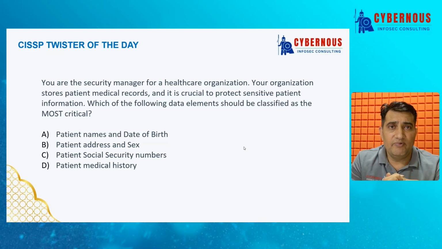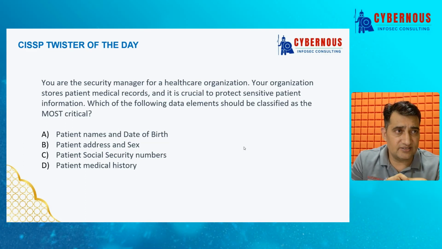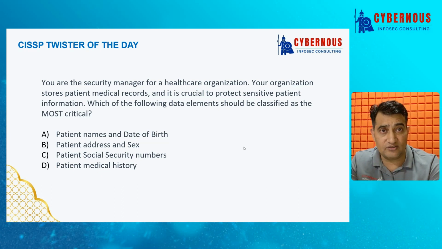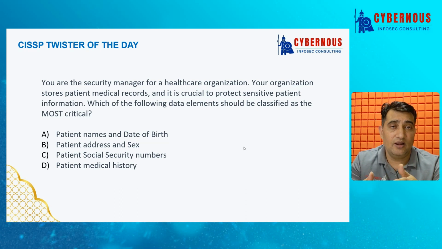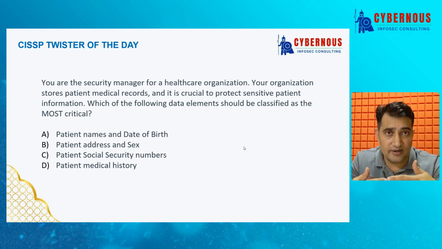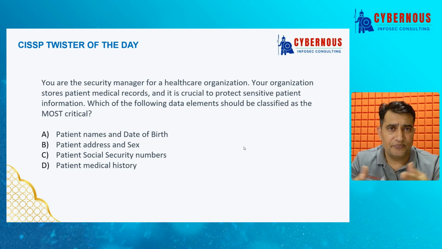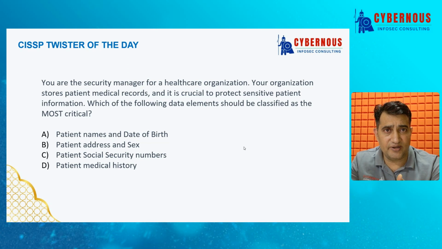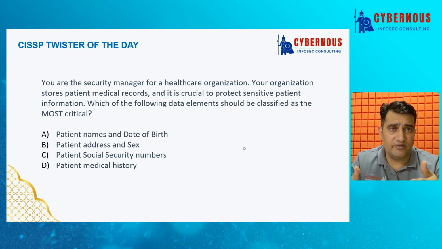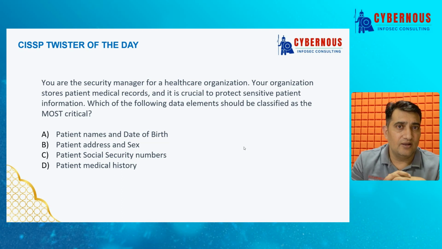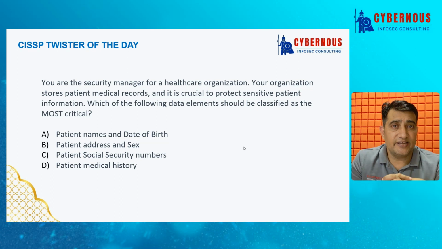We will go to patient address and sex. Again, this is reaching nearby, because you know the address of the person and the sex of the person as well. But let's say if people are there in a particular community, or people are there in an apartment, there may be same address given for the apartment, and maybe different people have the same sex as well. So even though this is hitting nearby, but not the best, what we are looking for in this question is the most critical.